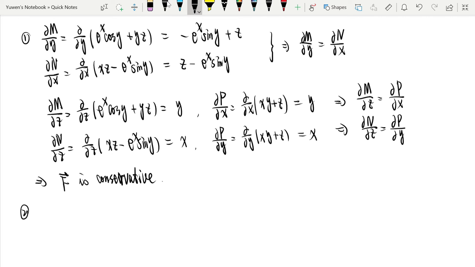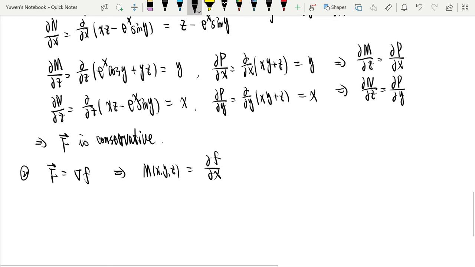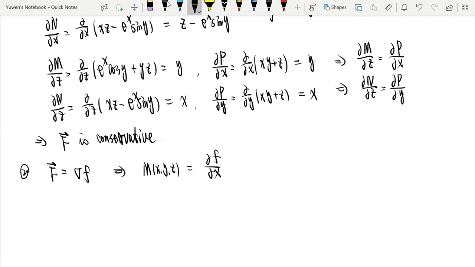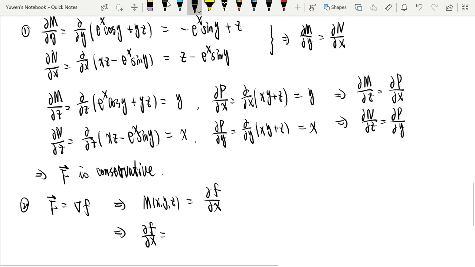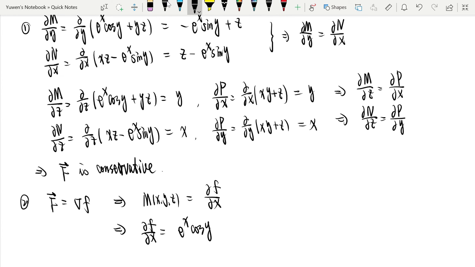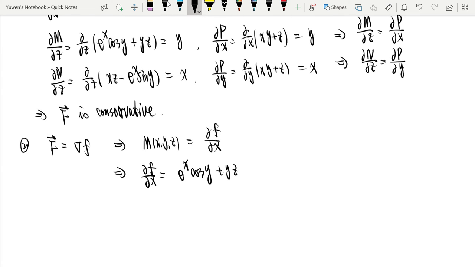And what is the second? How to find its potential? Because we know that F is the gradient of f, M(x,y,z) should equal partial f partial x. We use this to find the potential function. So partial f partial x is e^x cosine y plus yz. We can integrate both sides. So f equals the indefinite integral of e^x cosine y plus yz dx, because it's partial x.